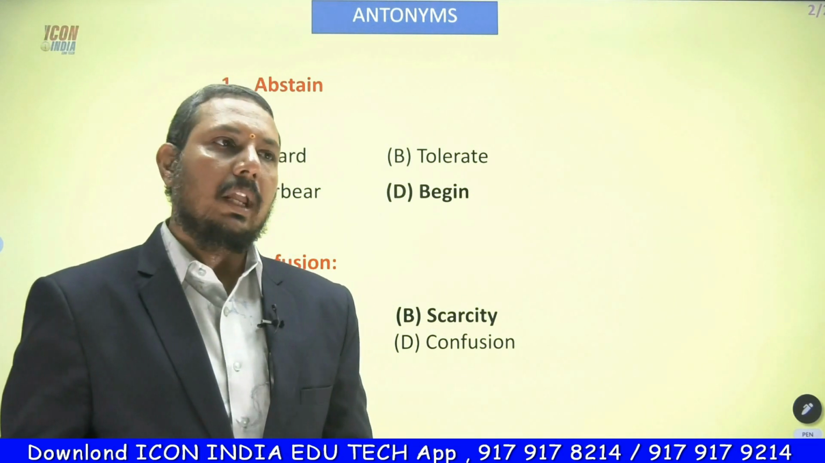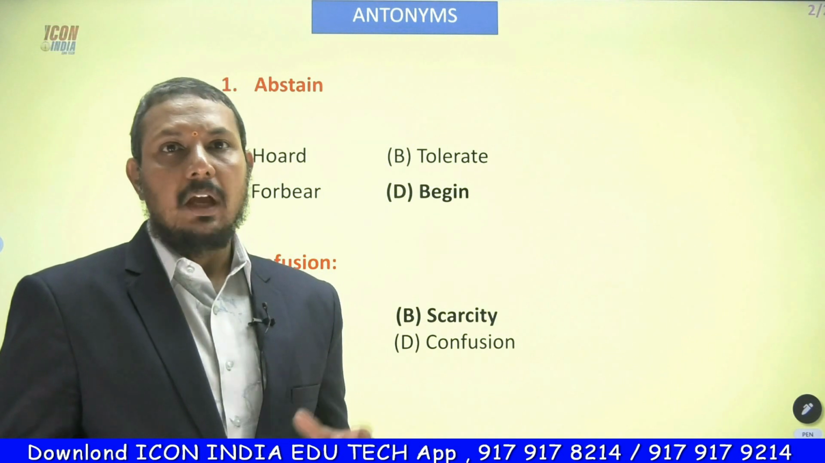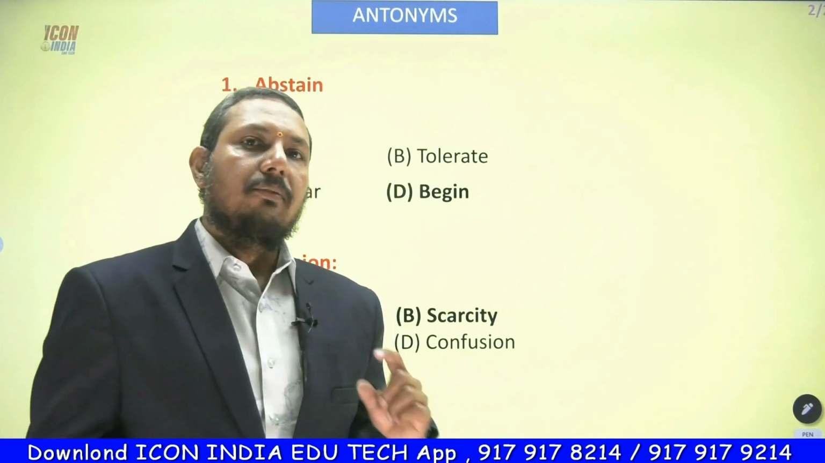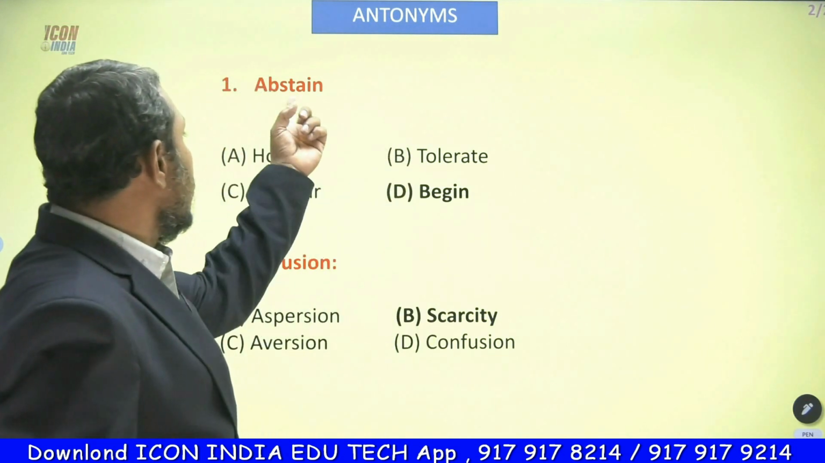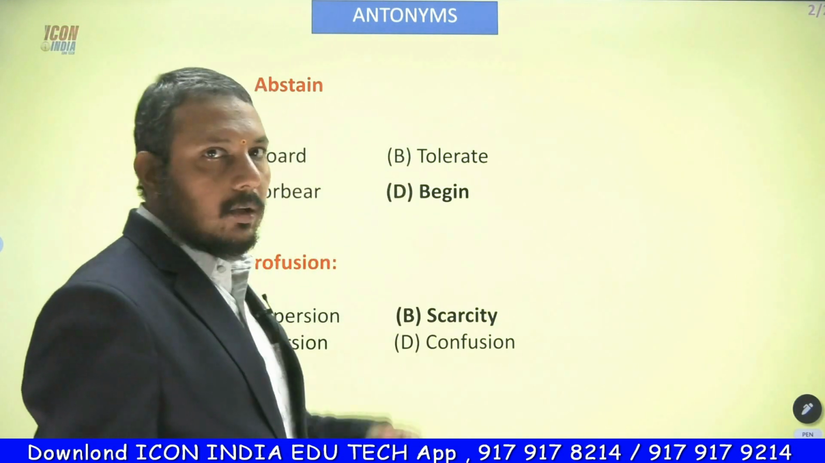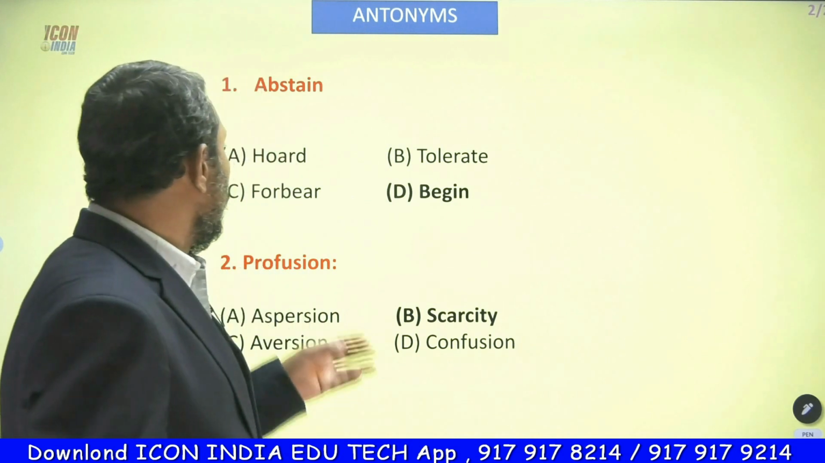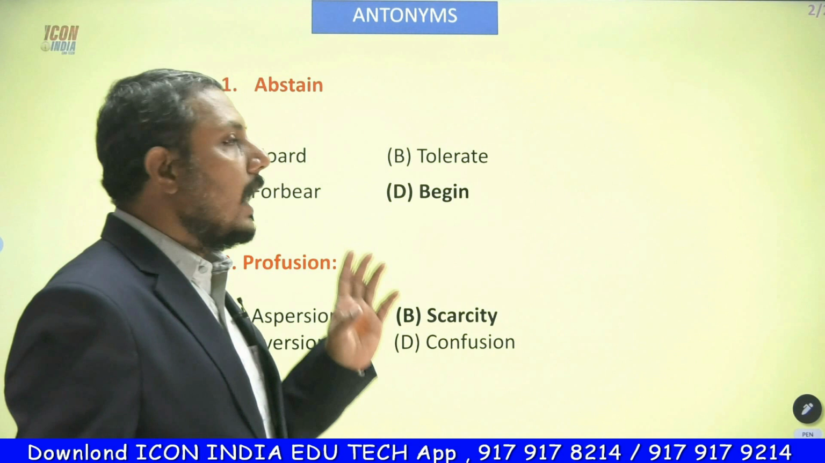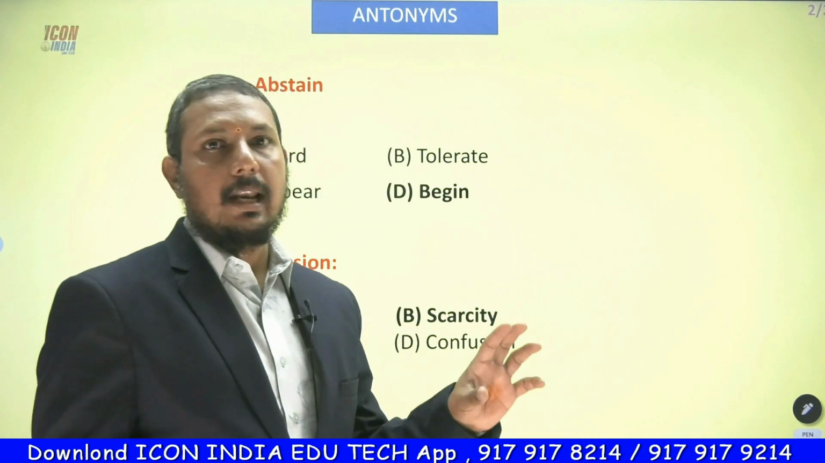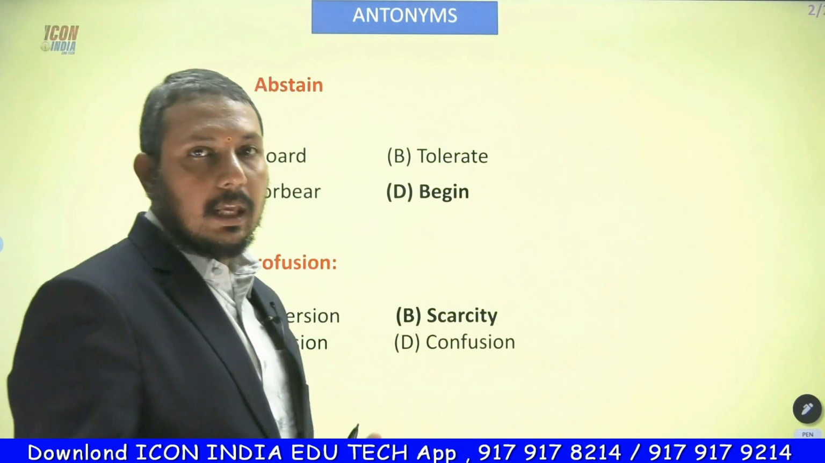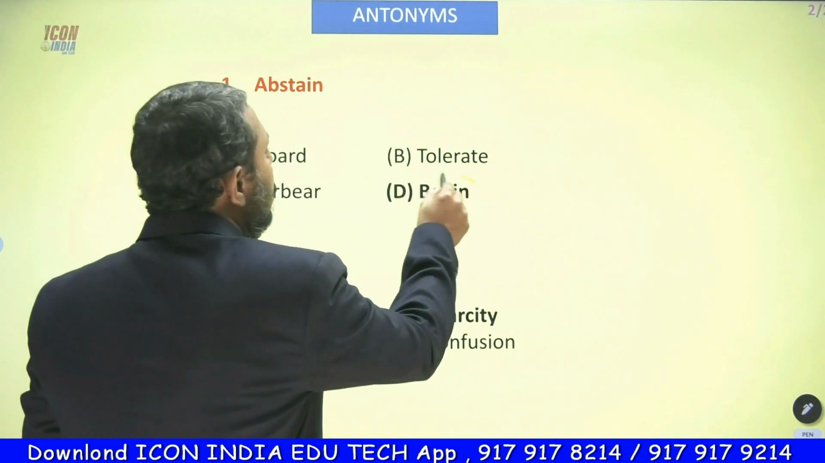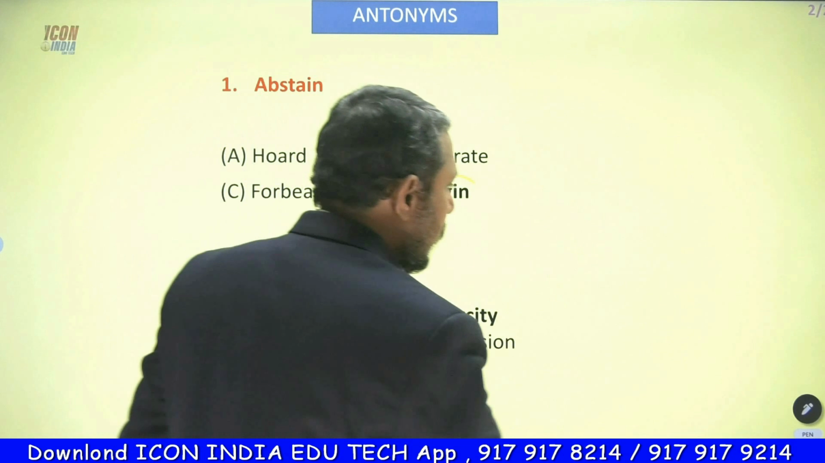We have to abstain from drinking, refrain from drinking. We have to abstain from wine, refrain from drinking. Hold, tolerate: tolerate means to bear. Hold, forbear, that is not about taking it. Here abstain means keeping far away from it, far away means far or complete. So the opposite is starting or begin. So for abstain, the right option is begin.